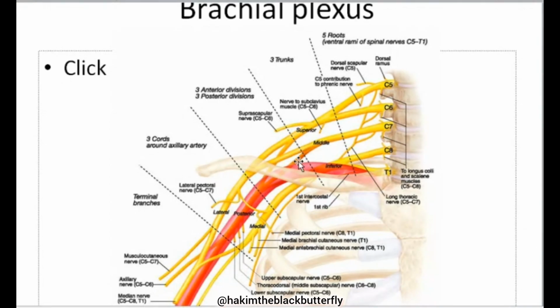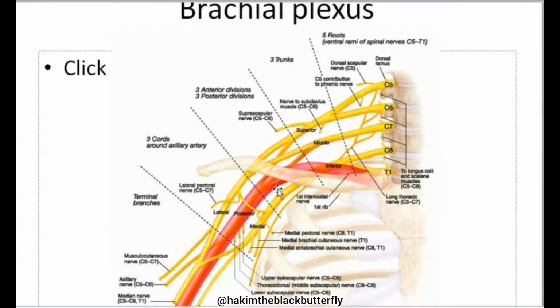Then all the 3 posterior divisions, the posterior division of the superior trunk, the posterior division of the middle trunk, and the posterior division of the inferior trunk, will join posterior to this artery to form the posterior cord. And the anterior division of the inferior trunk will come and form the medial cord. So these divisions will then form the cords. And then the brachial plexus will end there.